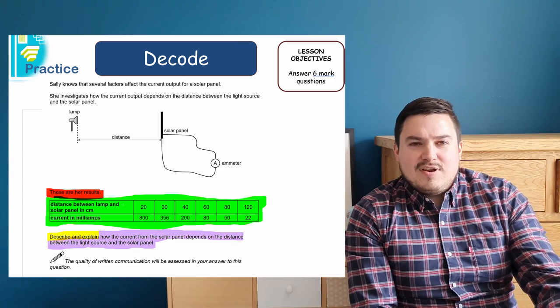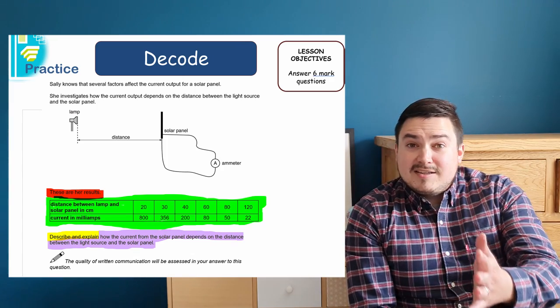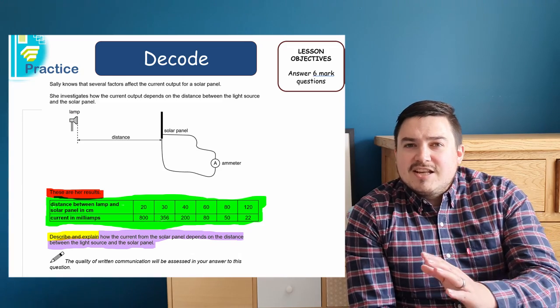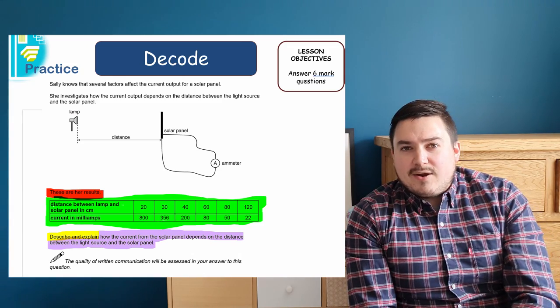As one thing increases, does the other thing decrease? Can I see proportional relationships? Can I see inversely proportional relationships? It's really important that you can pick those out.